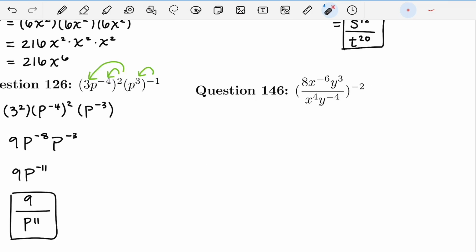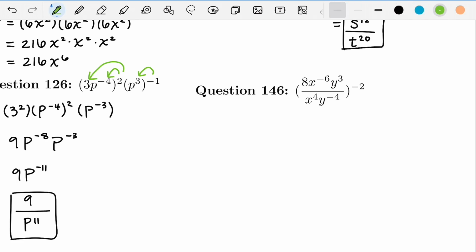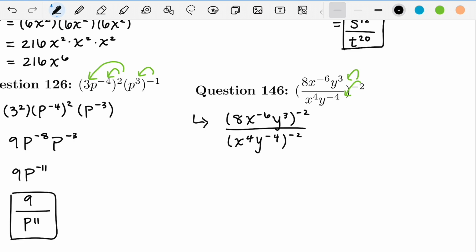All right, so this brings us to our last example for section 4.1. We have this fraction, this big exponential expression raised to the minus 2 power. So the first thing we're going to do is notice that this minus 2 is going to be applied to everything in the numerator and the denominator. So we're going to have this here in our numerator, and then this here in our denominator.